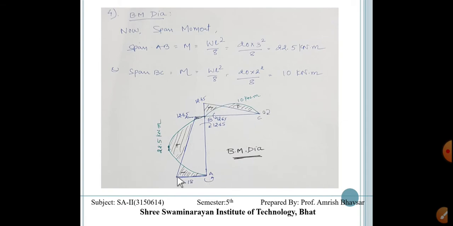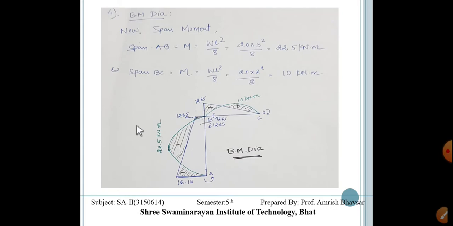So, first we have to draw this negative diagram from here to here, and the negative diagram from here to here. And for the span moment, a parabolic curve with the help of the value 22.5, and this 22.5 must be written over here, and this is our positive diagram, and here it is 10. So we are putting this positive diagram over here. So this is minus, this is plus, this is again minus, minus, plus, and the hatched area is our net bending moment diagram for the frame.